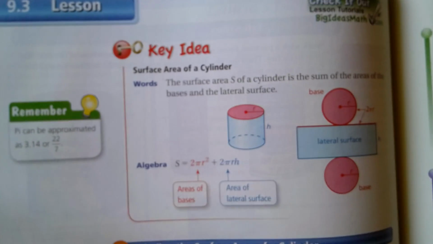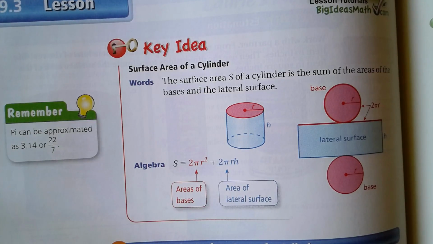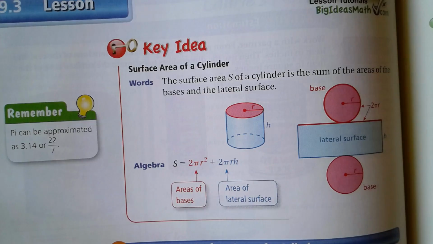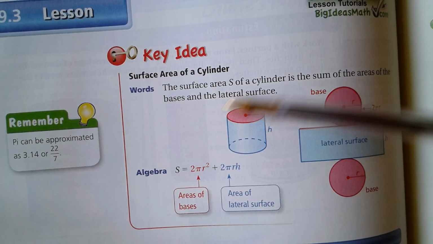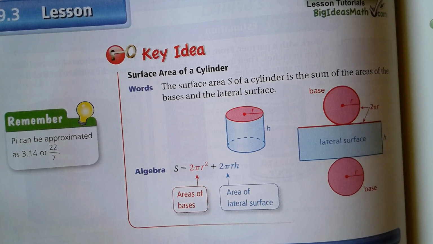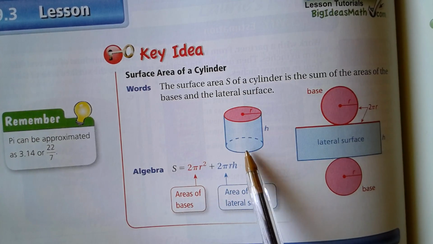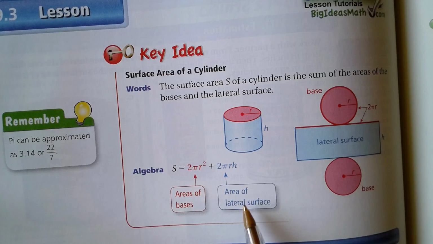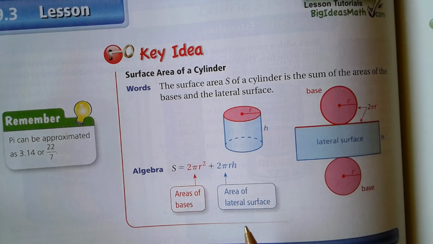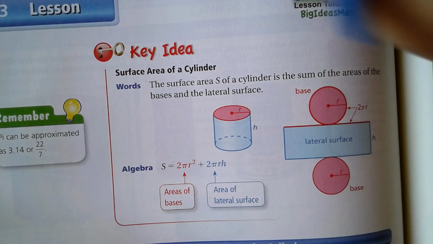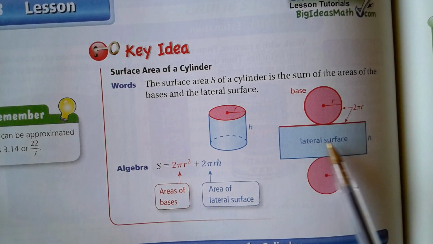We are going to be talking about one part of the surface area formula of a cylinder. So you should have already been introduced to this formula. It's a long one, right? Because there's two bases of the cylinder, and then you have the lateral surface area. So we're going to just focus on the lateral surface area.